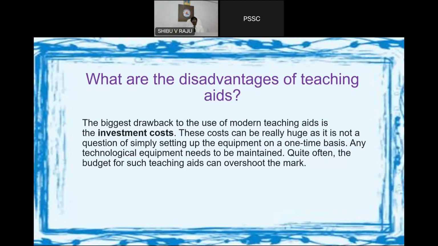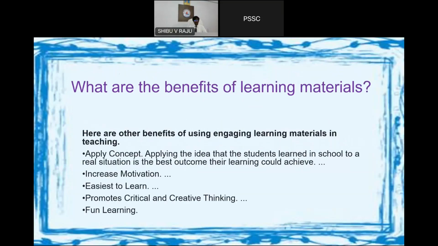So the biggest drawback of the use of modern teaching aids is investment cost. For example, स्मार्ट बोर्ड एट पुट. हर स्कूल में स्मार्ट बोर्ड के लिए इन्वेस्टमेंट तो जरूर होगा. और सपोज दैट यू यूज सम डिवाइसेस, देयर कैन बी इन्वेस्टमेंट, बट it is the need of the time. So gradually or suddenly may not be, but gradually all schools should have proper, maybe smart board or visual teaching aids. Visual teaching aids that everybody should have.